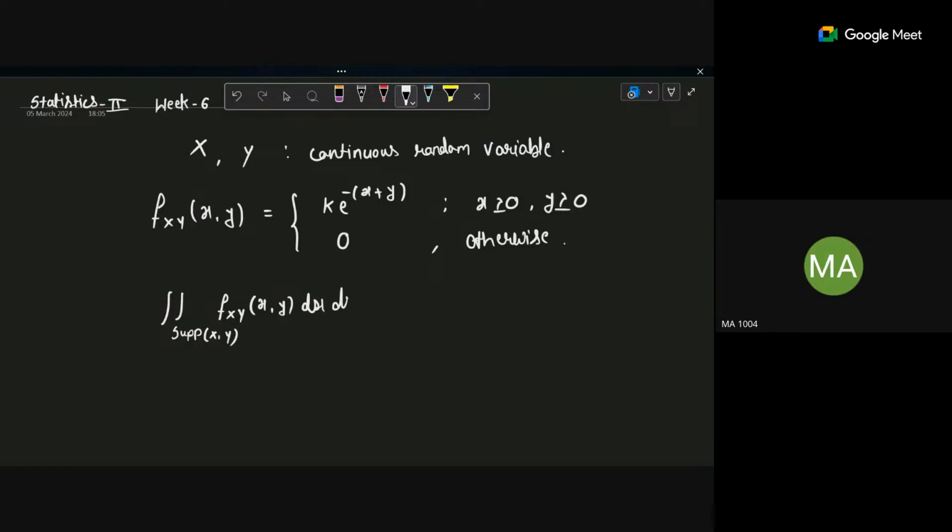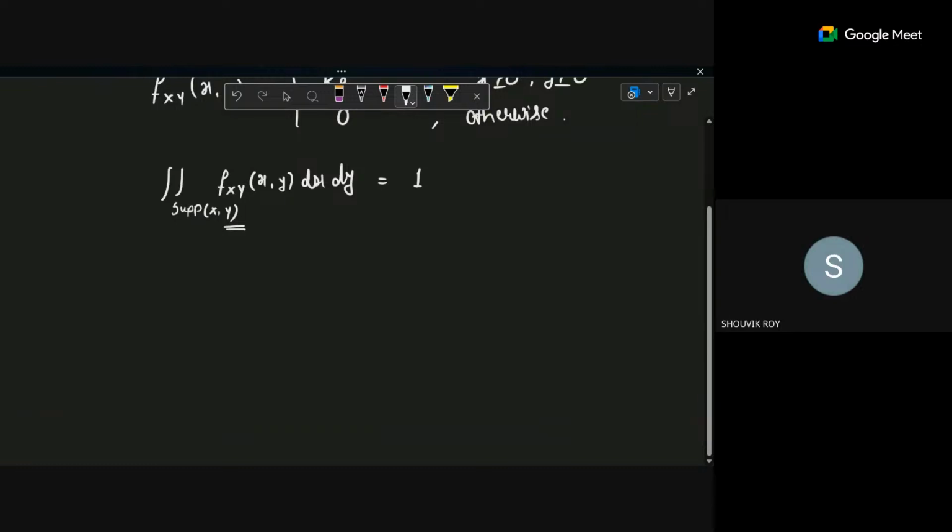That means you are considering all the possible events, right? All the possibilities that can happen, from 0 to infinity, for values of x and values of y. We say it is the support of x,y. What do you mean by support of x,y? It's simply a range, a range of the random variables x and y.